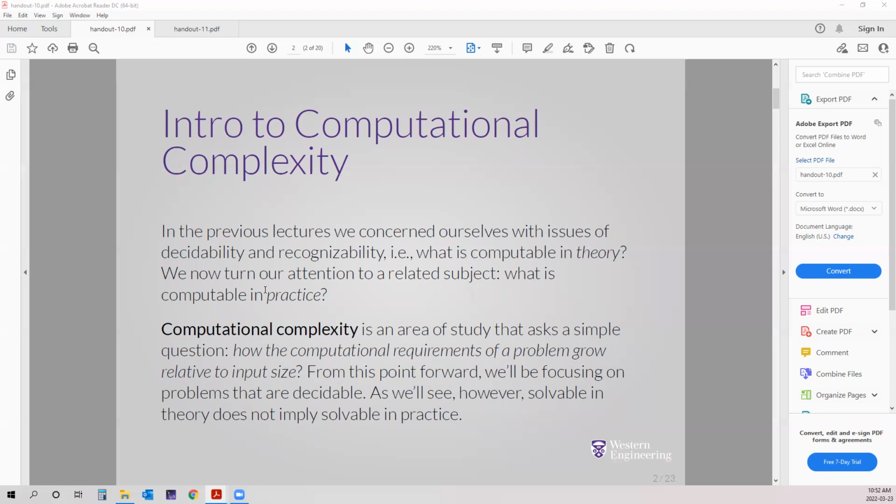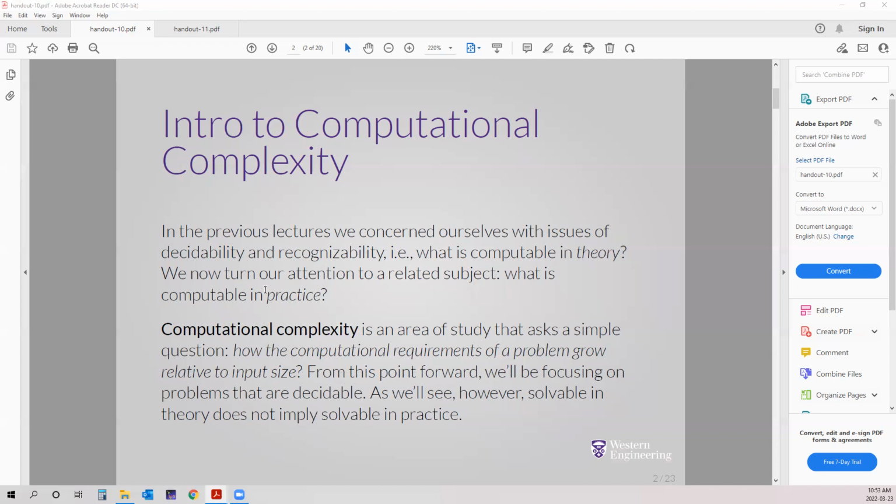So computational complexity is an area of study that asks a simple question: how do the computational requirements of a problem grow relative to the input size? Sometimes I have 1 input, 2 inputs, 3 inputs, multiple inputs. So how will the computational process grow when the input size is growing? This is the question of complexity.